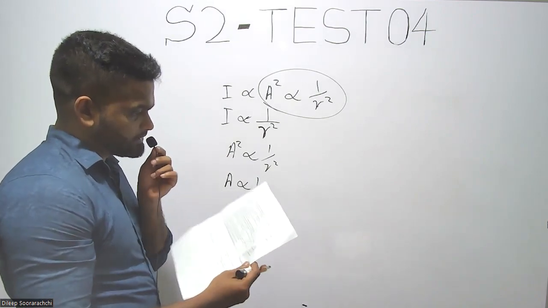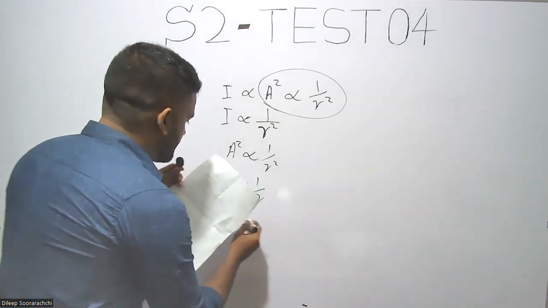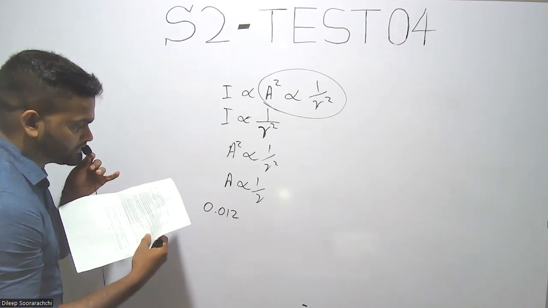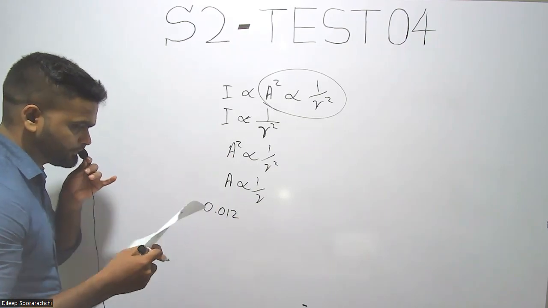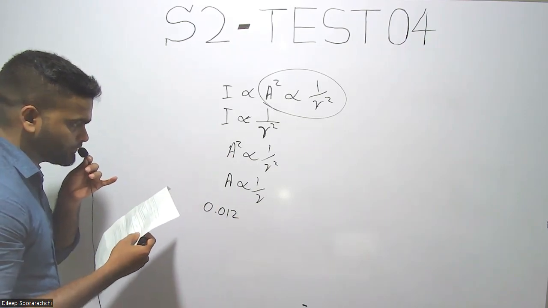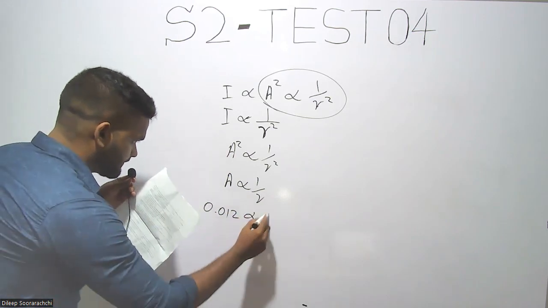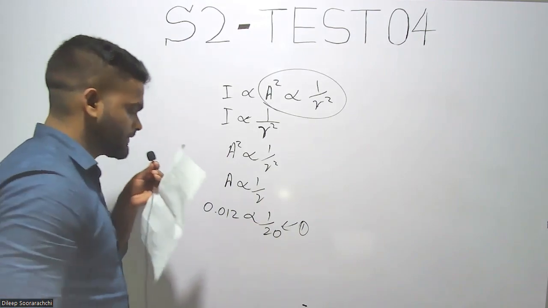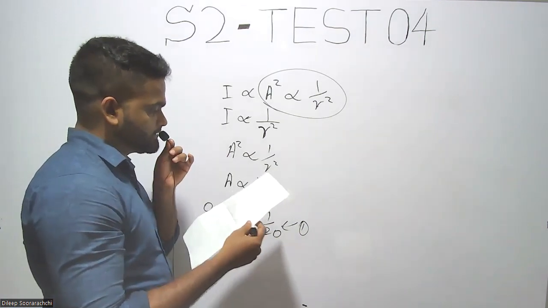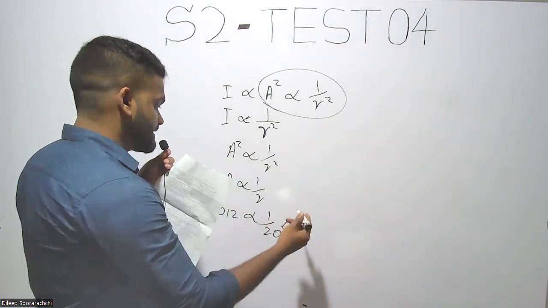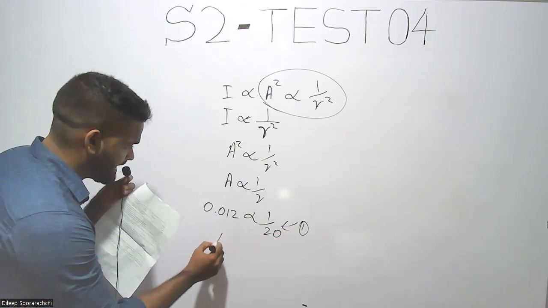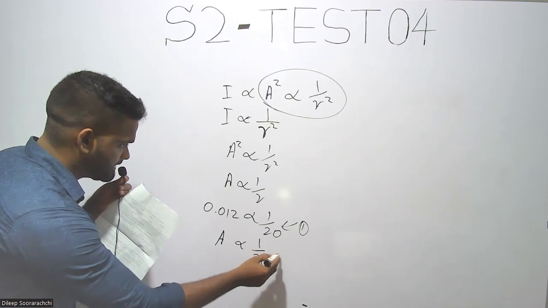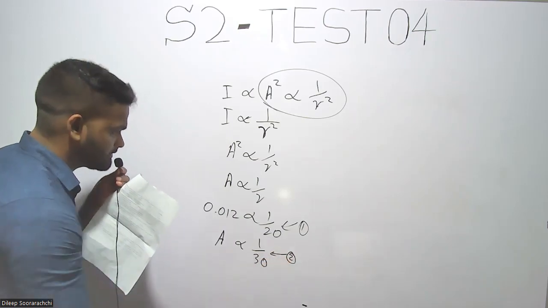For the first case, 0.012 millimeters. So that is at 20 meters. Distance is 20. This is the first one. Then what they ask is for the second one, amplitude. Let's say for the second one, amplitude is A, proportional to distance they have given, 30 meters. So this is the second one.